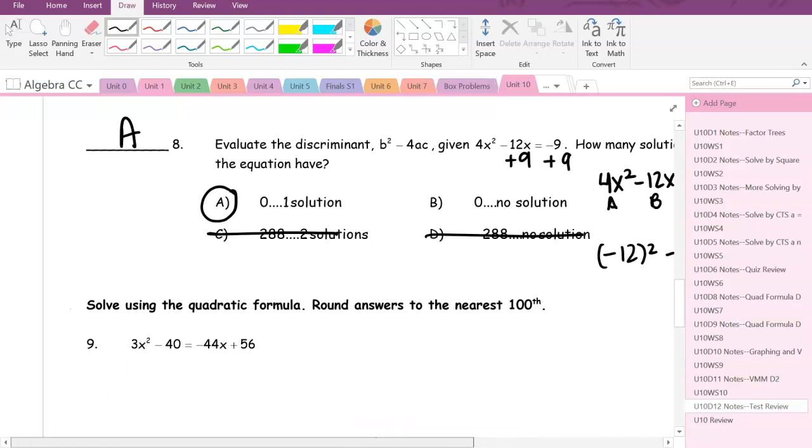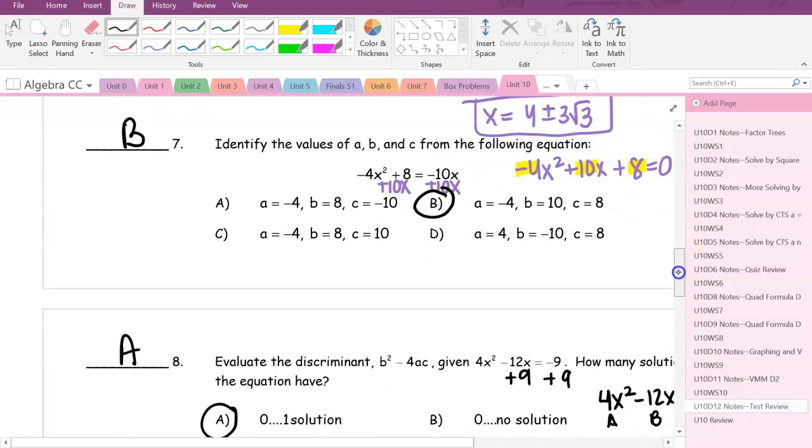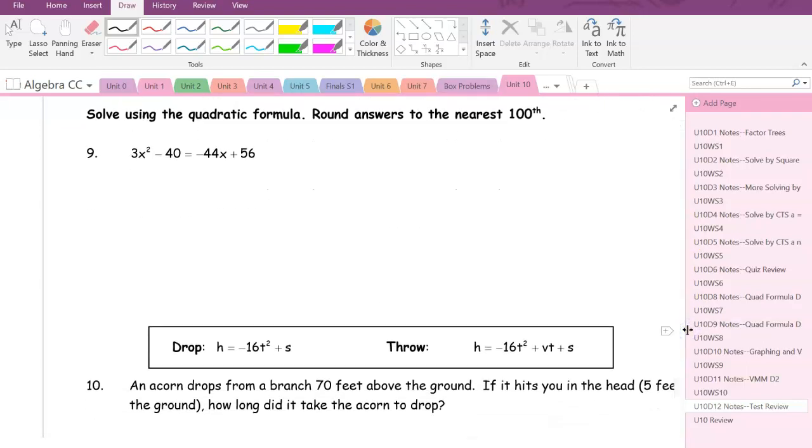All right, next we're going to talk about quadratic formulas. So we're going to put these ideas of number 7 and 8 together. So once again, remember with quadratic formula, you have to be in standard form. We're going to add over our 44x. And we're going to subtract over our 56.